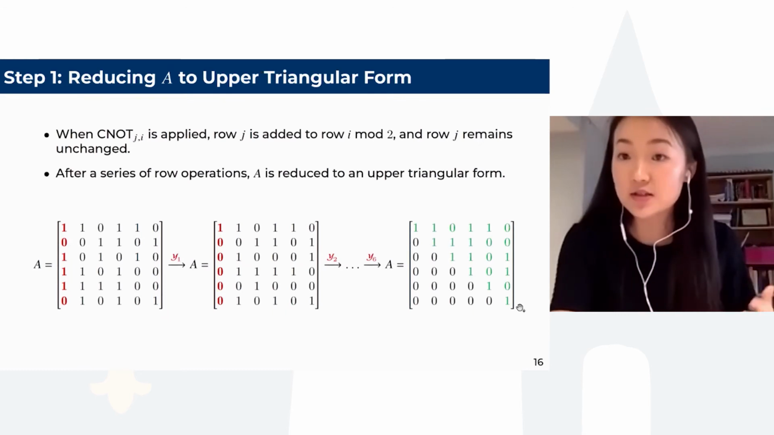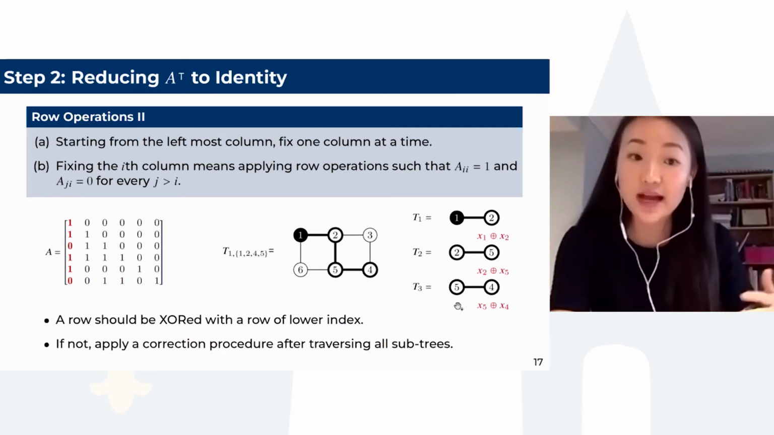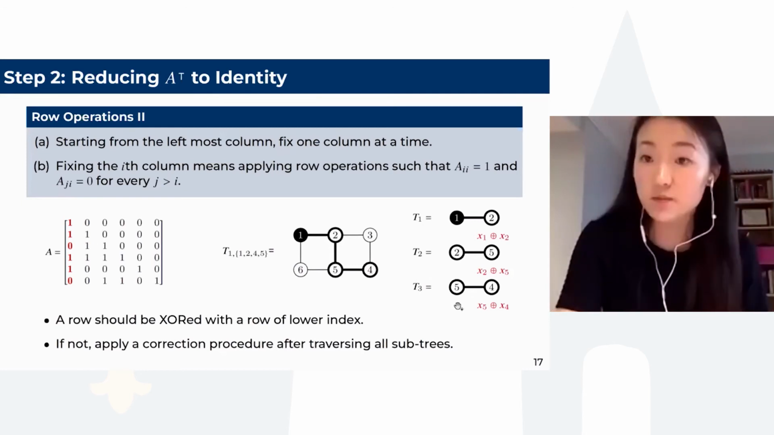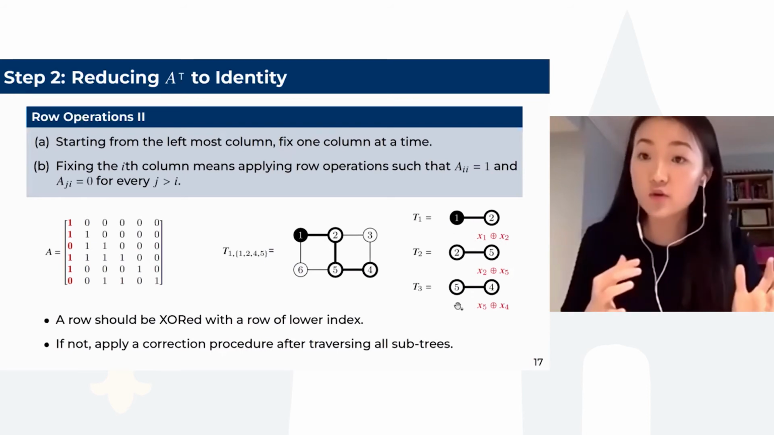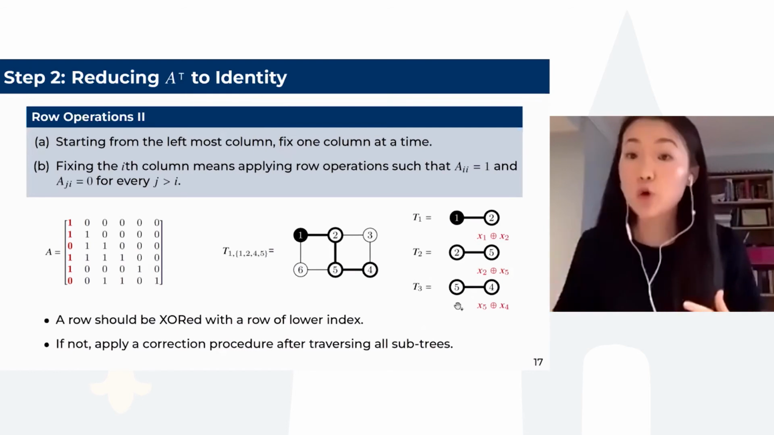And this leads us to the second step. That is, we are transposing the upper triangular form. So we will now have a lower triangular form. And our goal is to reduce this form to the identity. So note that here we are also performing an analog of Gaussian elimination. We are also performing row operations.